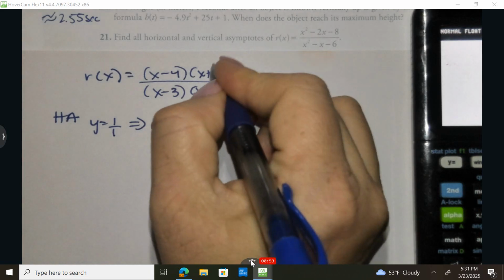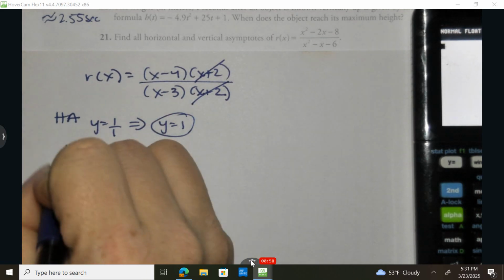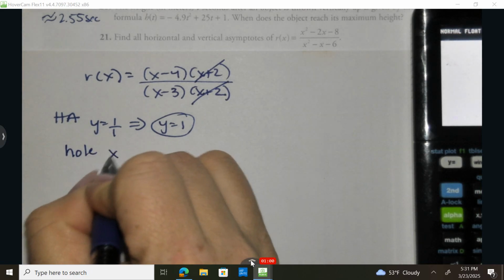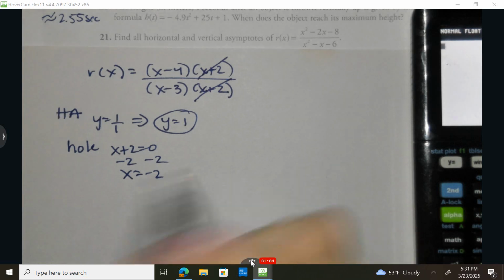Okay, next I see that we have a common factor in the numerator and in the denominator. So I think there's a potential hole here. I'm going to take this factor, set it equal to 0, and solve. I believe that there's a hole at x equals negative 2. Now, how can I be certain about this?